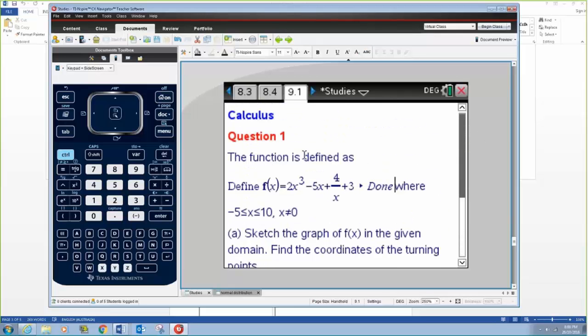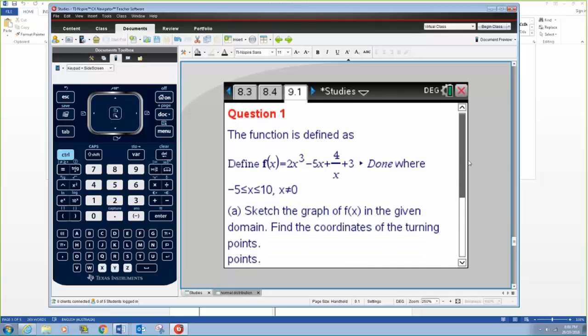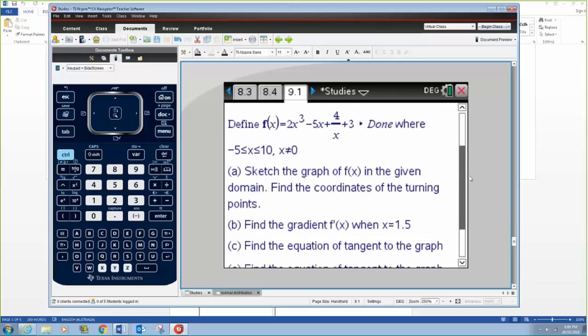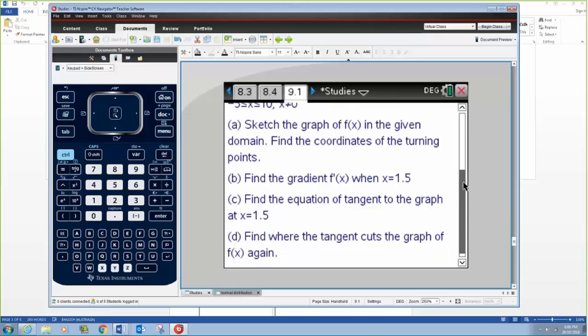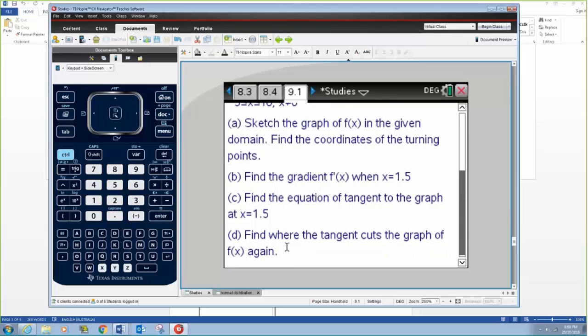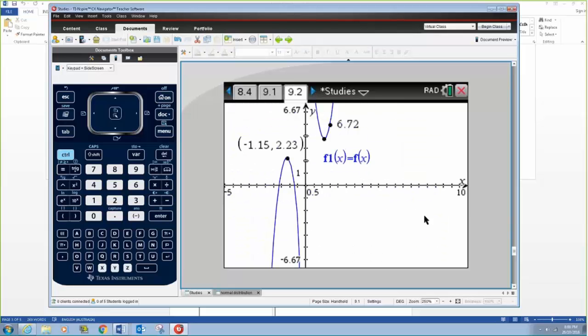The last question here is a calculus question. So the function is defined, sketch the graph, find the gradient at a given point, the equation of the tangent, and where the tangent cuts the graph again. Pam did some of these. So here I just have a graph with the turning points.